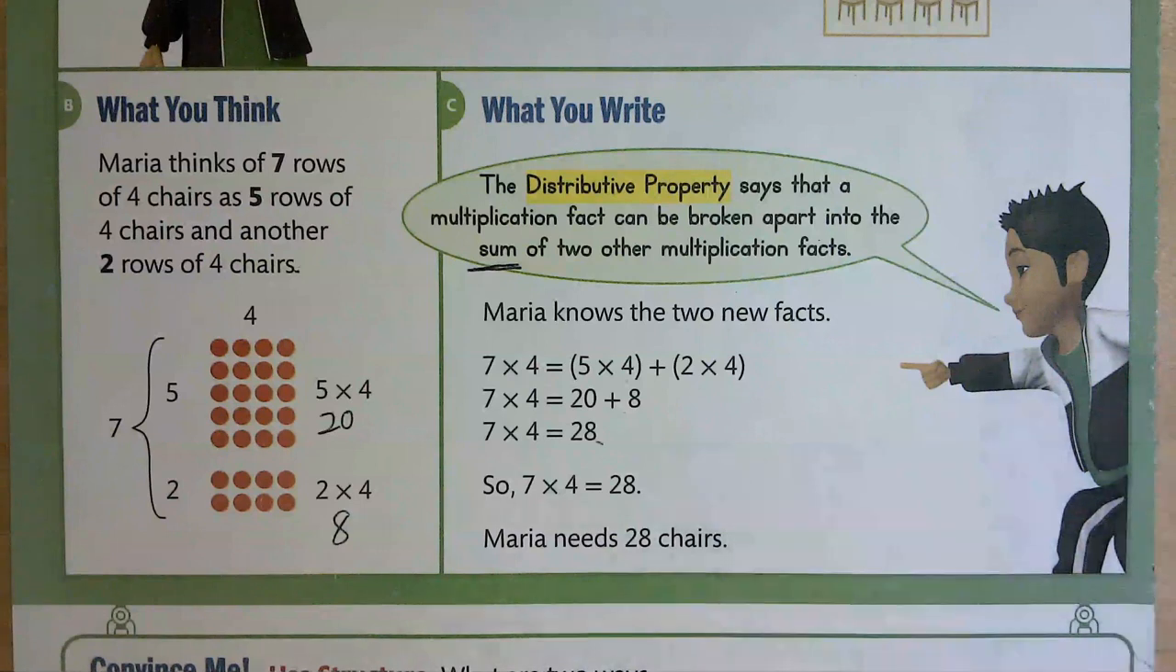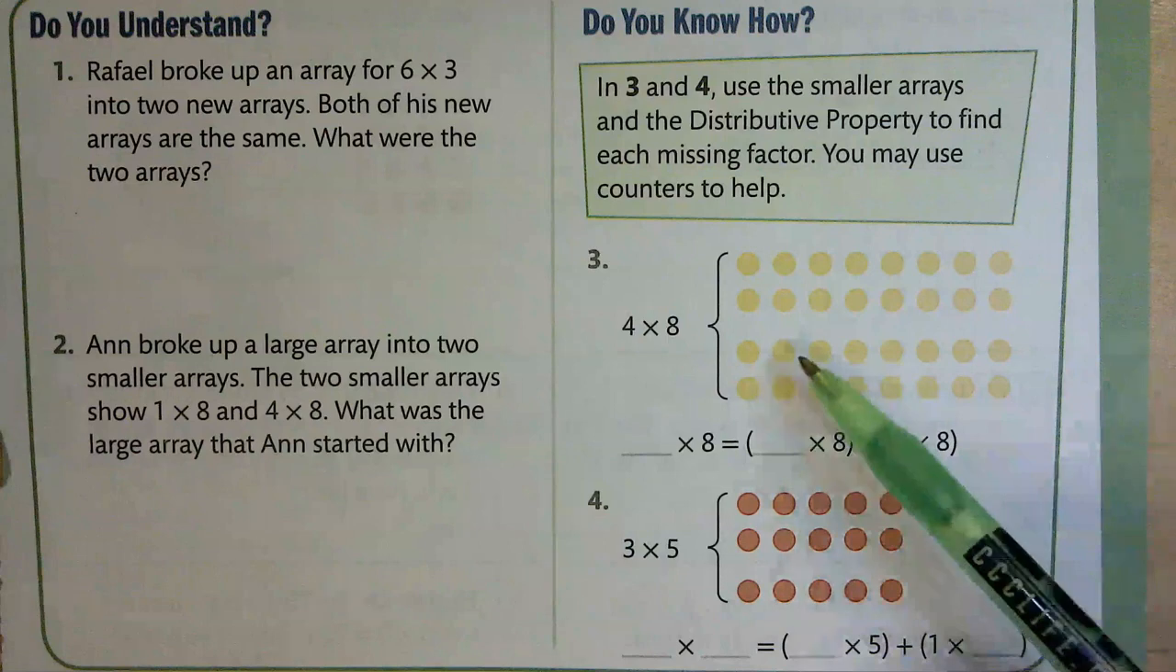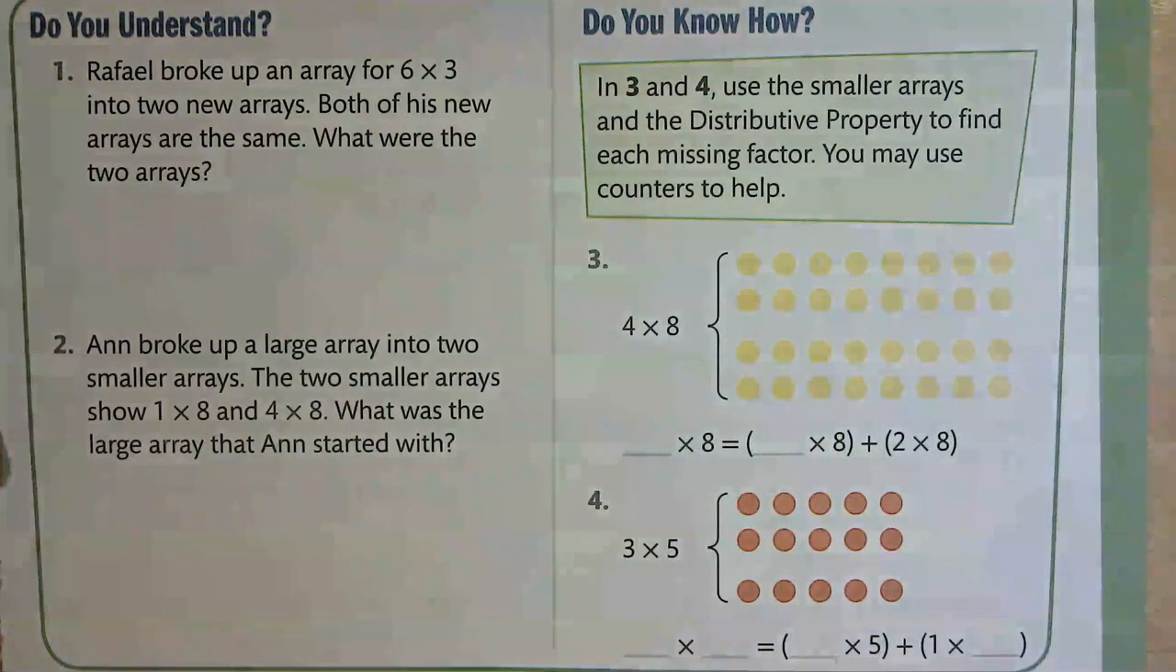All right. Well, let's go ahead and turn to page 79 and get started on our guided practice together. And then we'll jump into some independent work. We're going to start over here with number 3. We'll come back to 1 and 2 in just a moment.